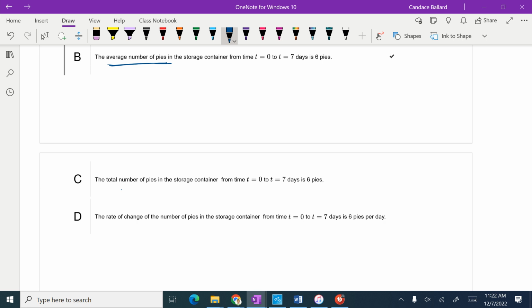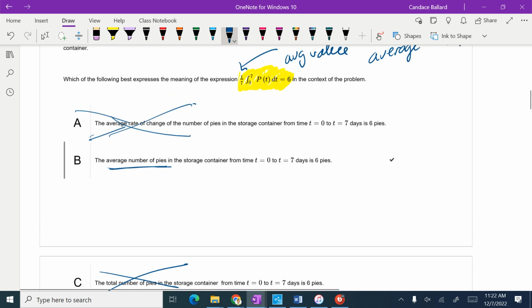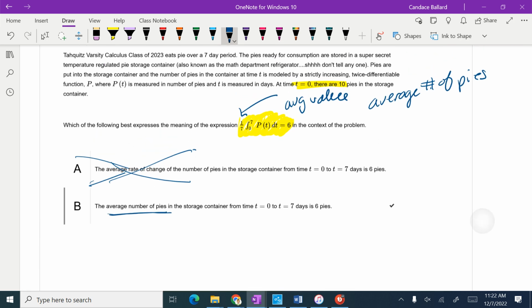Total number of pies. Is that average number of pies? No. That one says rate of change. That one's out. Look, I didn't even need to know the whole rest of it. All I needed to understand was the 1/7 meant average value. Okay. I think a lot of us did okay on that particular one.